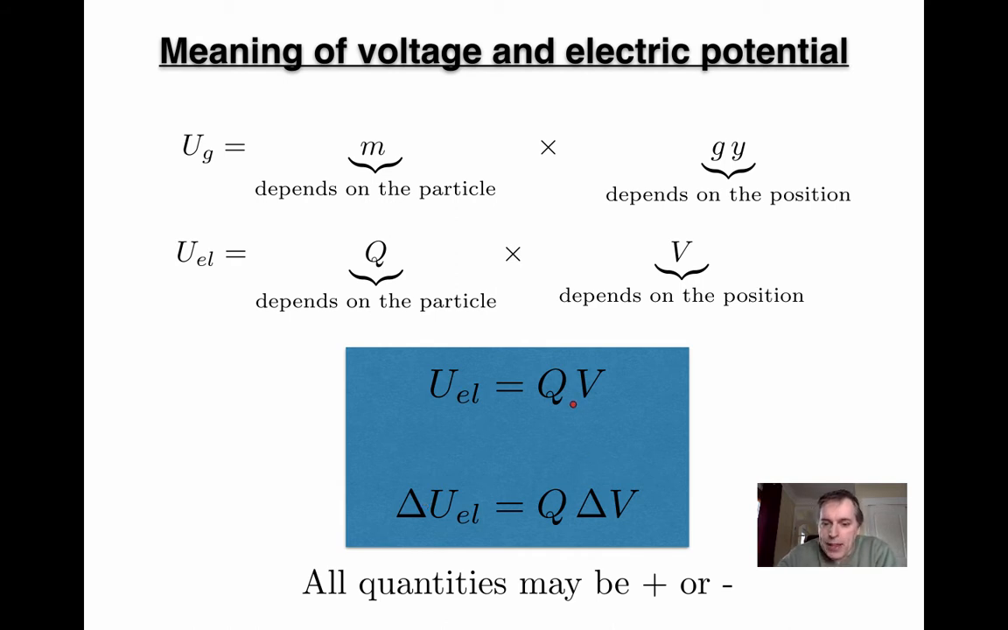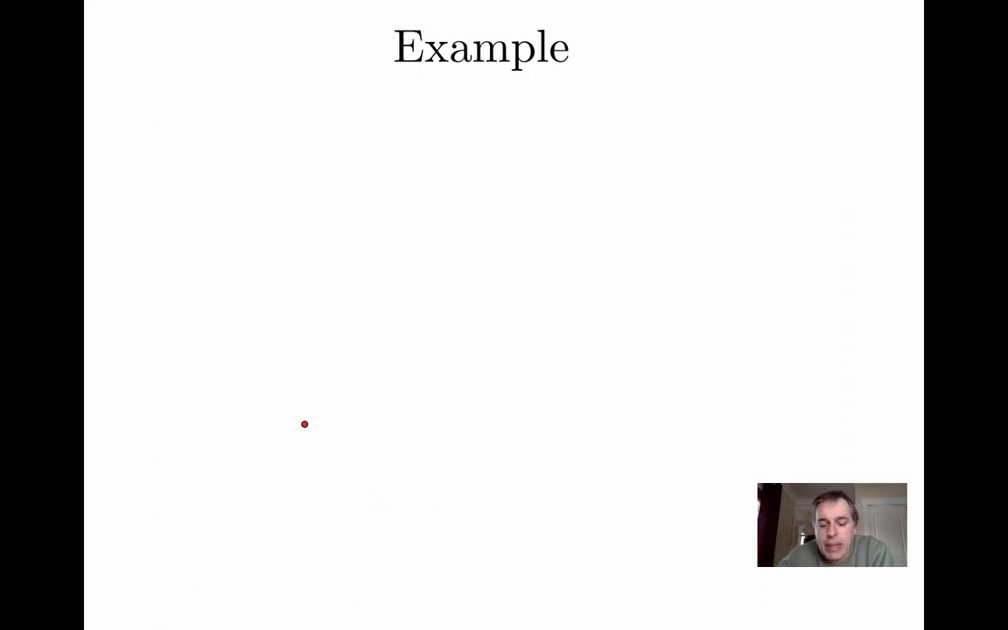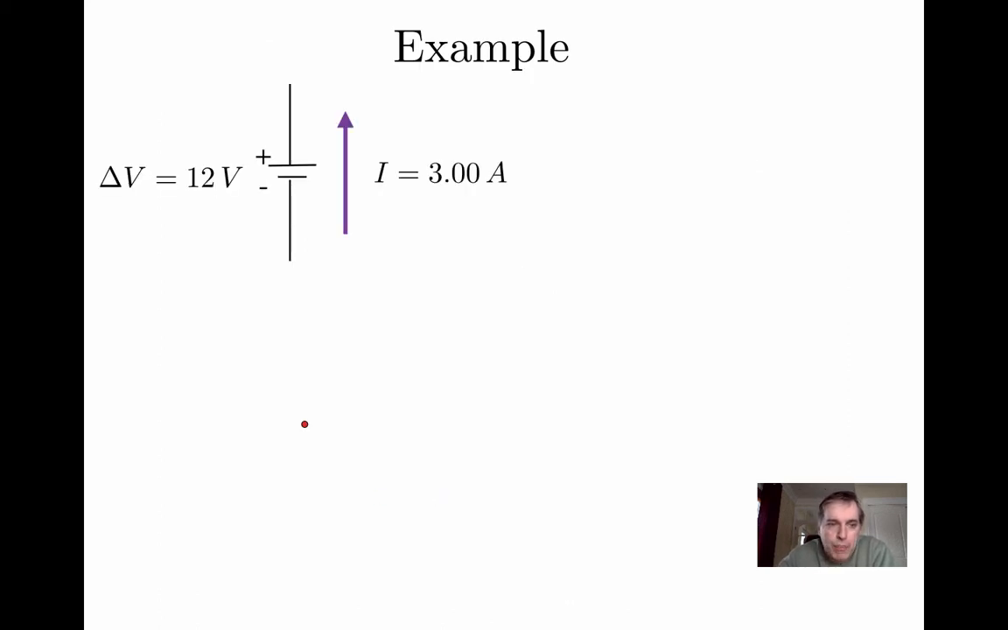These equations apply to positive and negative charges, even though for now we focus on those positive fictitious charges. So our Q in that equation would be a positive number. So all the Q's in our equations would be positive. But delta V may be positive or negative, V may be positive or negative, U and delta U also may be positive or negative. Okay, let's do a very simple example of a question.